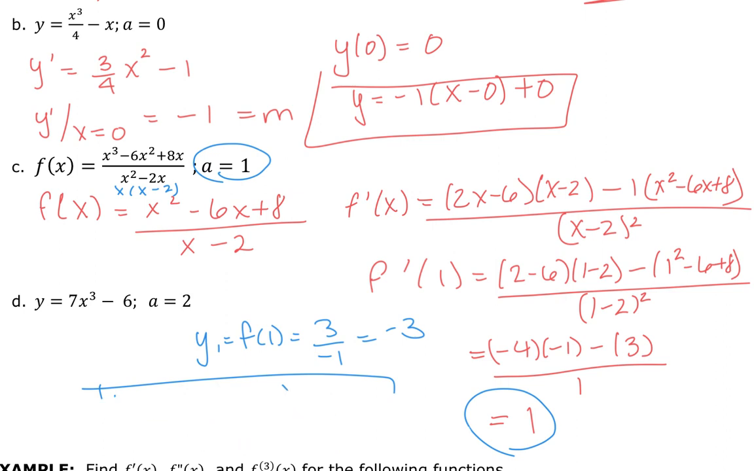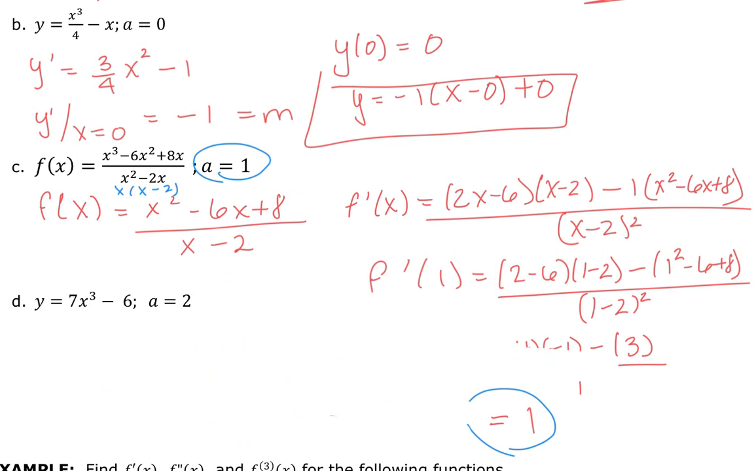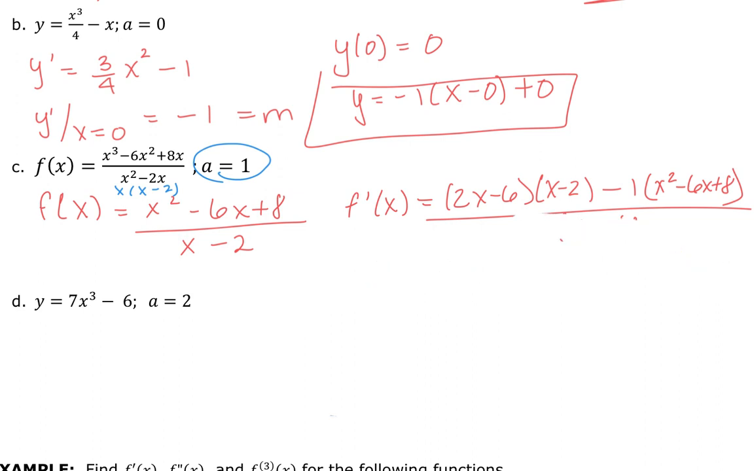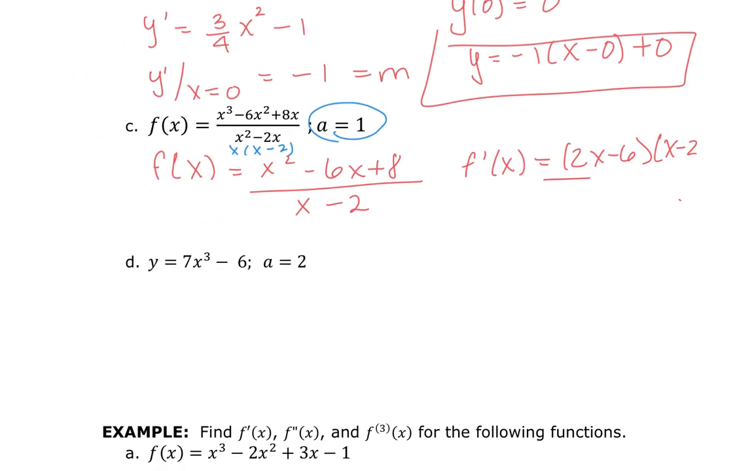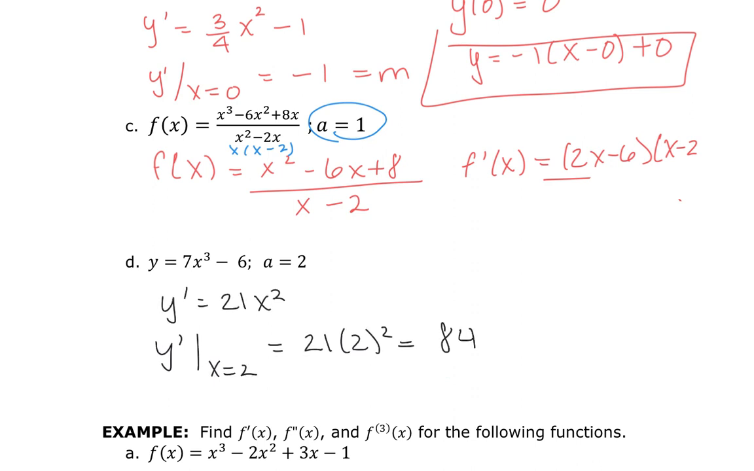Now let's take a look at the last one, which is fairly straightforward. It doesn't have to use the product rule or the quotient rule or any shenanigans like that. So let's go ahead and just do the derivative. y prime is equal to 21x squared. y prime evaluated at x is equal to 2 is going to be 21 multiplied by 2 squared. So I'm going to have 4 times 21, which gives me 84.